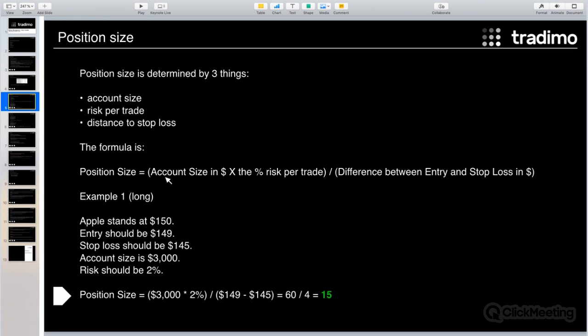Yeah, and you can see here the first example. We want to go long in Apple. Assume Apple is about 150. Our entry should be 149, and the stop loss should be at 145. The account size here in this example is $3,000, and the risk should be around 2%. So then you can take the formula above, fill in all the numbers, and then you come to the conclusion that the optimal position size for this environment is 15 shares of Apple.